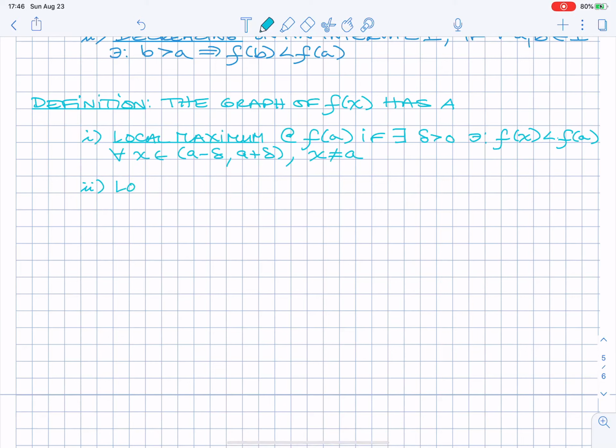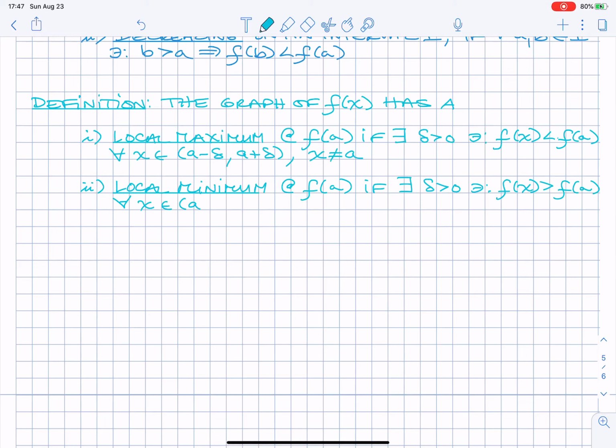So local minimum will be the same way. I want all values of f now to be greater than. So at f of a, if there exists a positive radius delta such that f of x, the y value, is now greater than the value at a for all values of x within a delta radius of a, so a minus delta to a plus delta, where x is not equal to a.